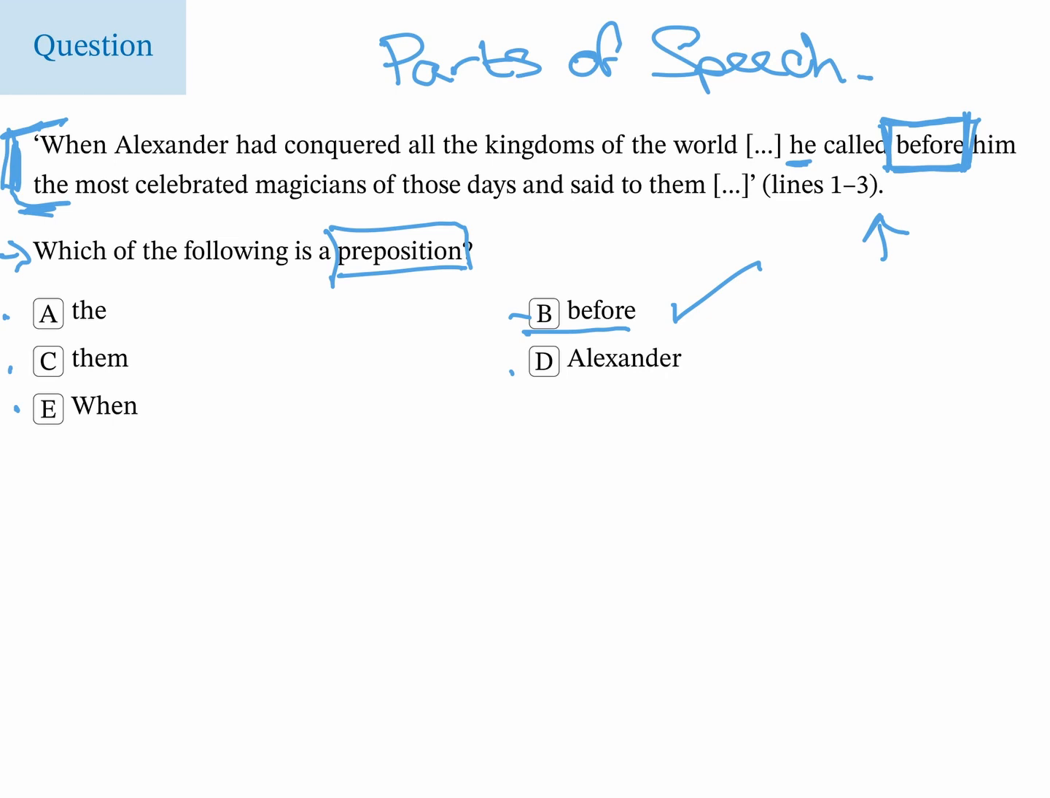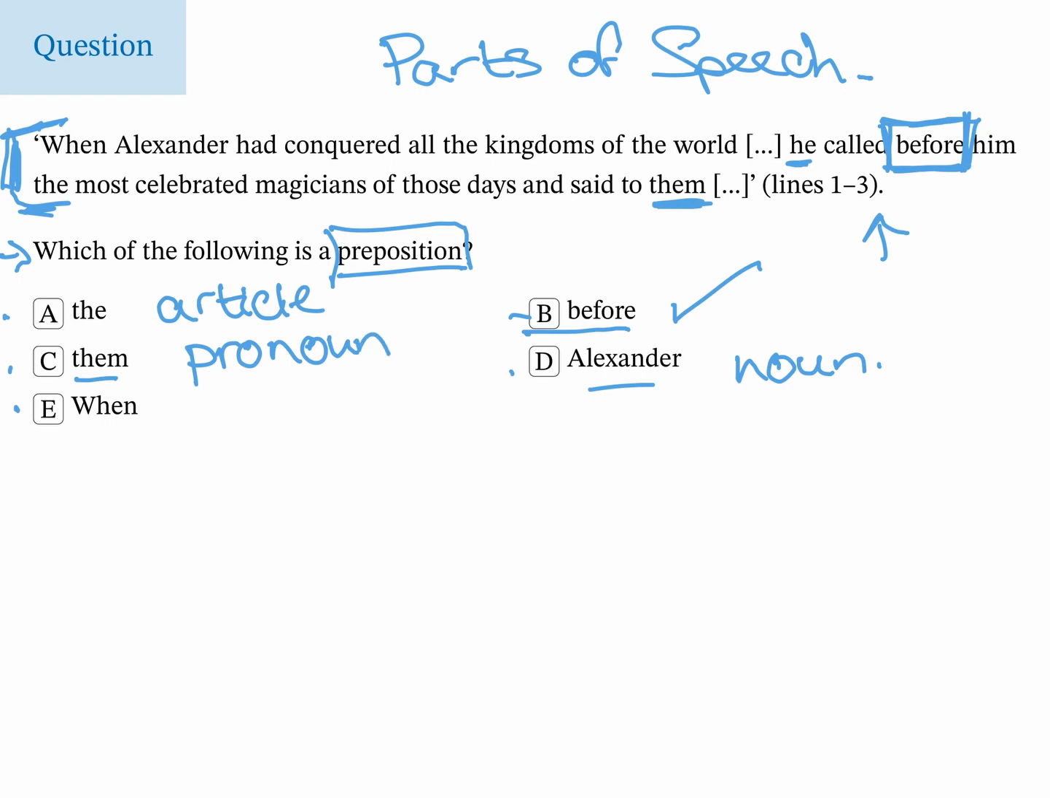Now, we've got these other words. These type of words might crop up in your 11 plus. So Alexander, this is a noun. A person, place, or a thing is a noun. We've got this word is an article, definite article. We've got them, which comes here. He said to them. So this is a pronoun. It's, in this case, an object pronoun.